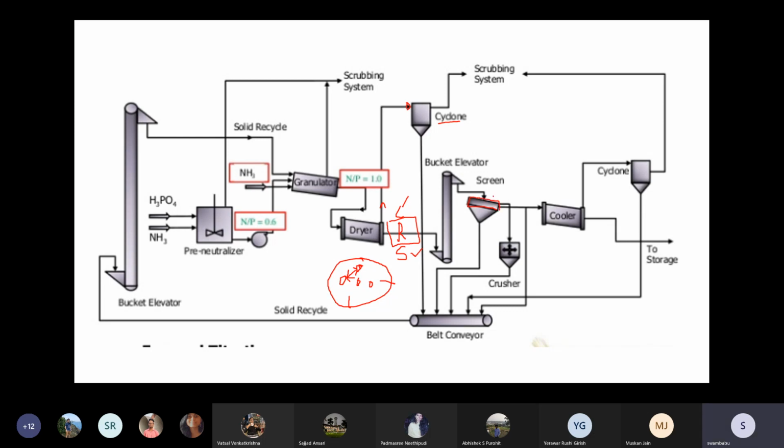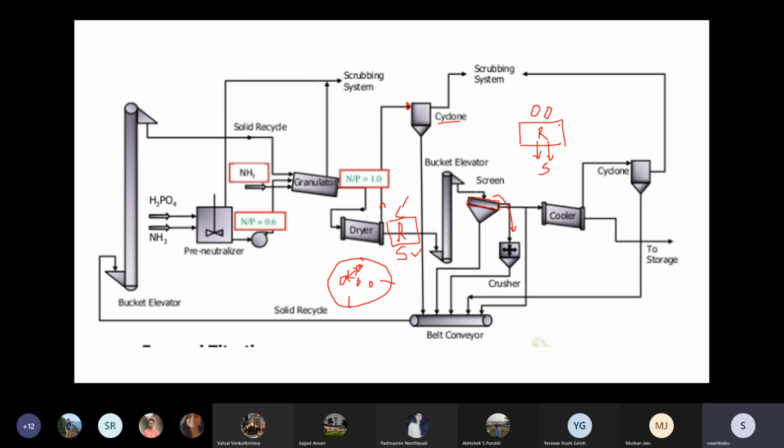Whatever is oversized will be coarse. Between these, two screens are placed. Whatever particles are left over on the screen will be coarse particles. Whatever particles pass through the bottom screen, that is the small size. And whatever stays between these two sieves or meshes, that will be the required size.